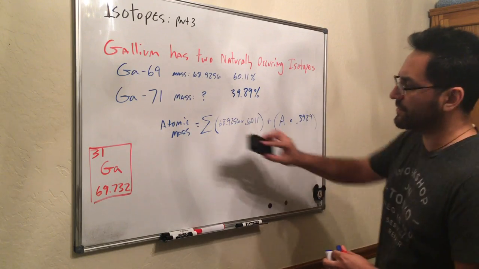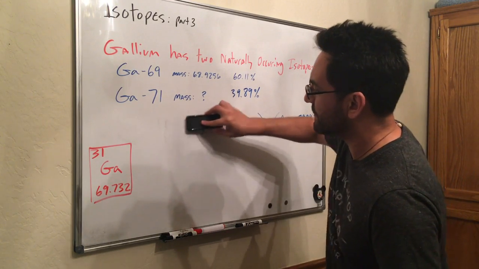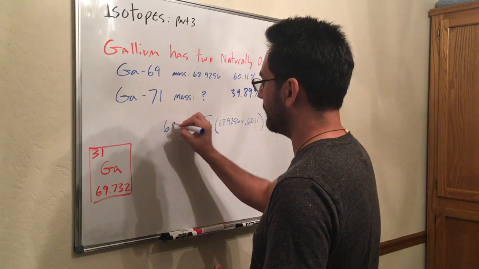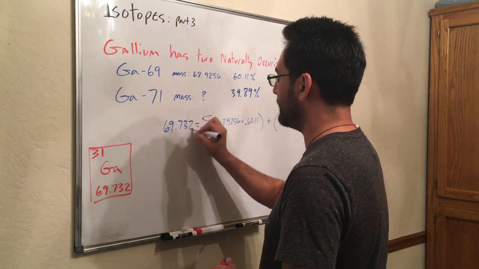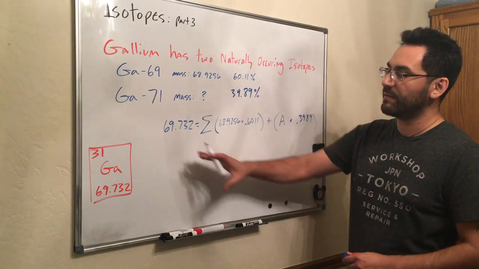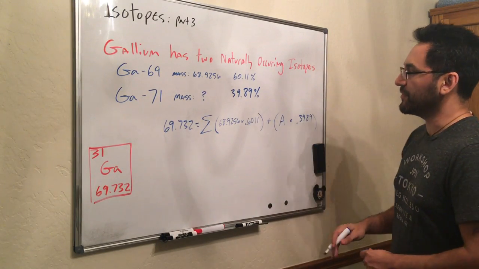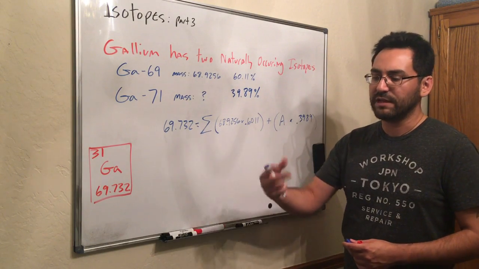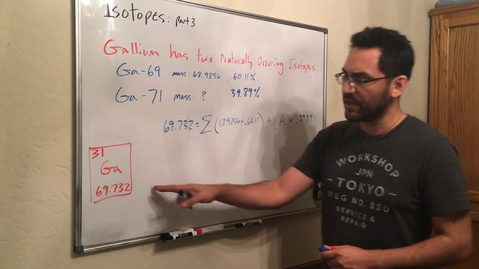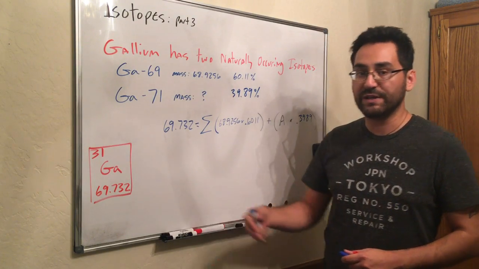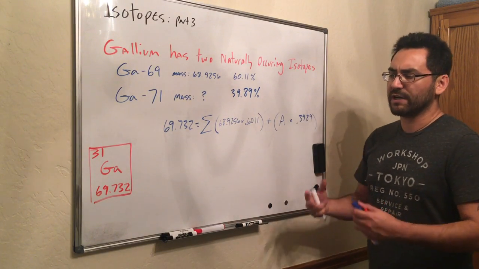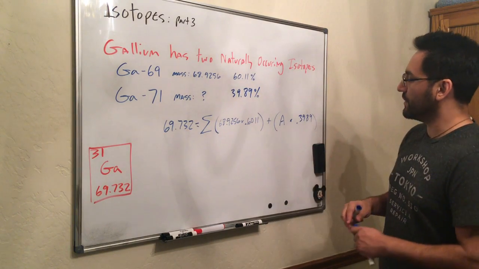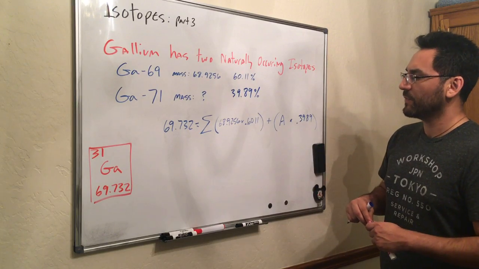So we can substitute here for our atomic mass the actual atomic mass of gallium, and that's 69.732. Now we haven't been talking about what these units are. There's two possible units. They can be atomic mass units if we're talking about individual atoms, but sometimes this is also shown as grams per mole, and we'll talk about that in a later video when we talk about moles. But for now, the units can be atomic mass units.